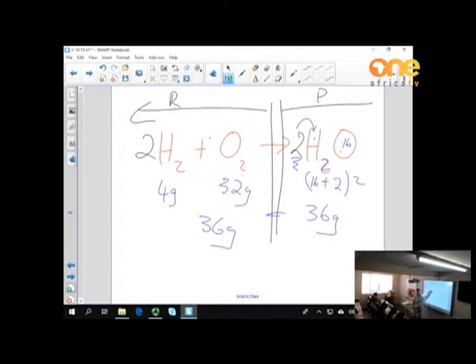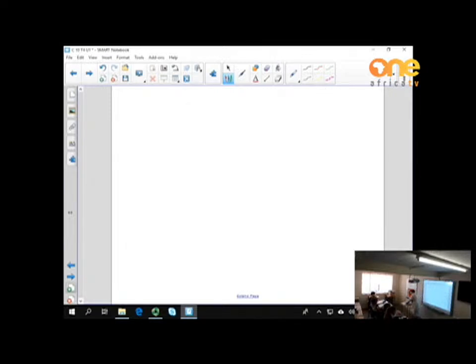1 mole of oxygen has a mass of 32, but to make 2 moles of water, that is what I need. Any balanced chemical equation, if it's balanced correctly, the masses on the left-hand side will equal the masses on the right-hand side, because I cannot create or destroy matter. All right. Let's have a look at activity 1 on page 174.